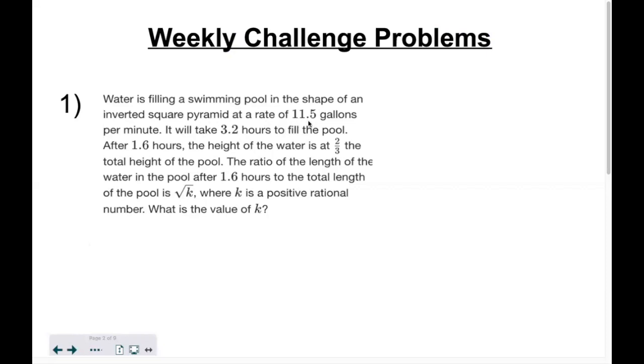So it takes a rate of 11.5 gallons per minute, and it'll take 3.2 hours to fill. If you multiply 11.5 gallons per minute by 60, that's per hour, and then you multiply by 3.2, that's 2,208. So 2,208 gallons is going to be the full volume. And I'm going to say that equals, so now here's the formula, 1/3 length times width. I'm going to call those both x, so it's x squared times the height.